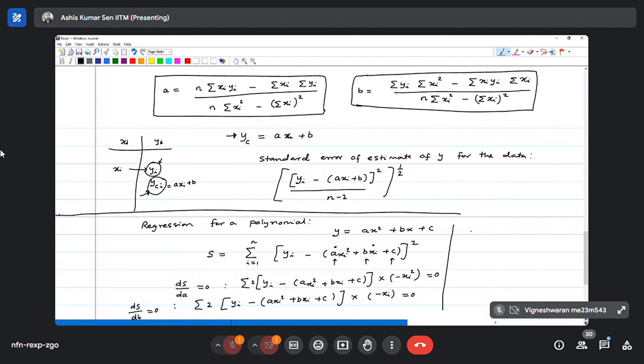Similarly, if you do ds over dc equal to 0, you are going to get sum 2 into yi minus axi square plus bxi plus c, into only your, this is dc over dc, so that will give you minus 1, right? That will be equal to 0. Now you have three equations, three unknowns. So these equations I will just write properly.